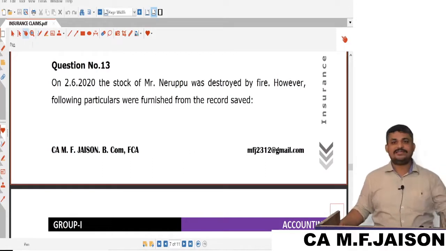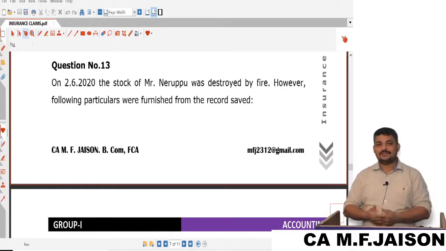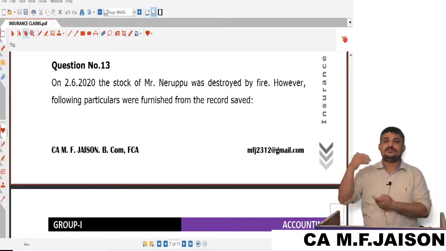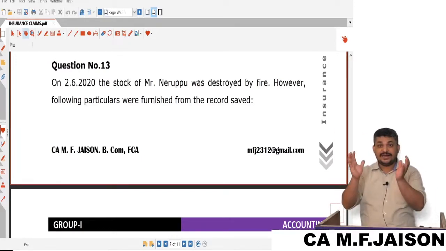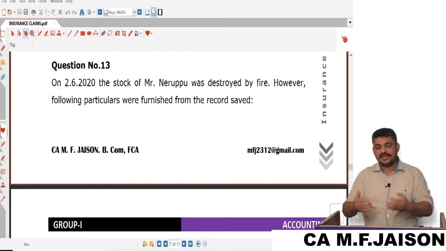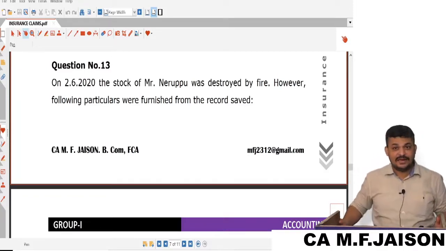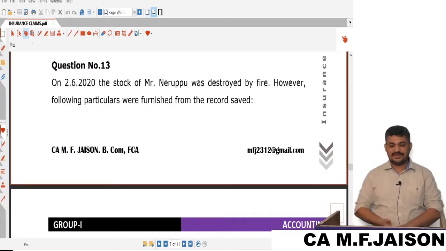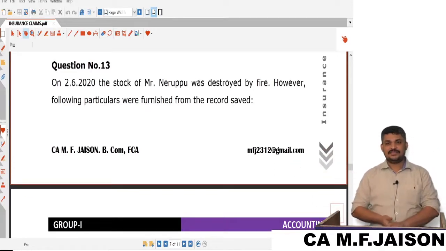Already several examples, a recap example I am giving. That's all. Then firefighting expenses, that should also be added back at this particular step, my dear friends. And then we proceed to the last claim. Though I worked out 4 different charts, ultimately it's like this.